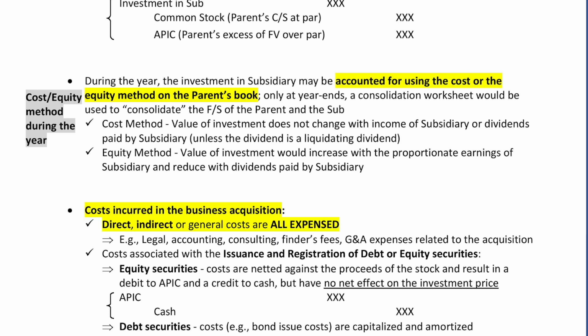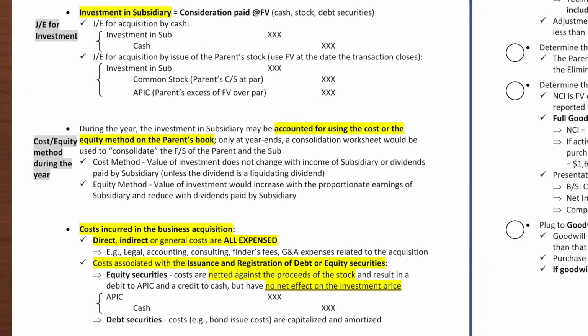Next, costs associated with the issuance and registration of debt or equity securities, let's say sales commissions paid. These are netted against the proceeds of the stock, and they result in a debit to APIC and a credit to cash, but have no effect on the investment price. So you can look at the journal entry there, where we have APIC debit and cash credit, which does not affect the investment in subsidiary account.